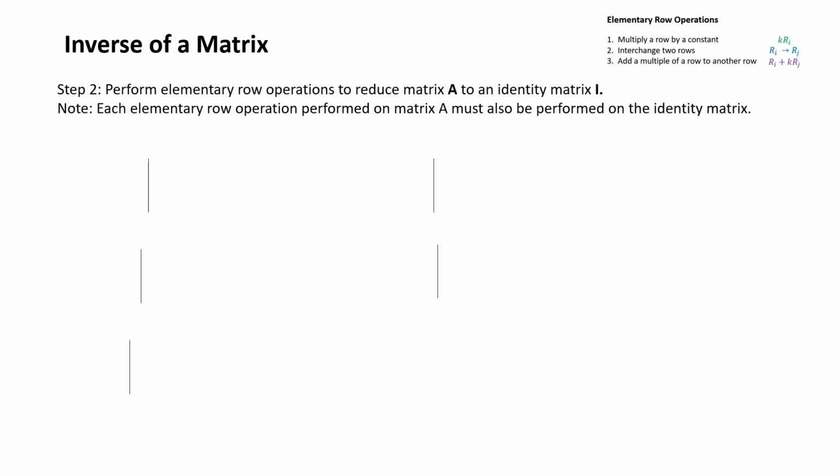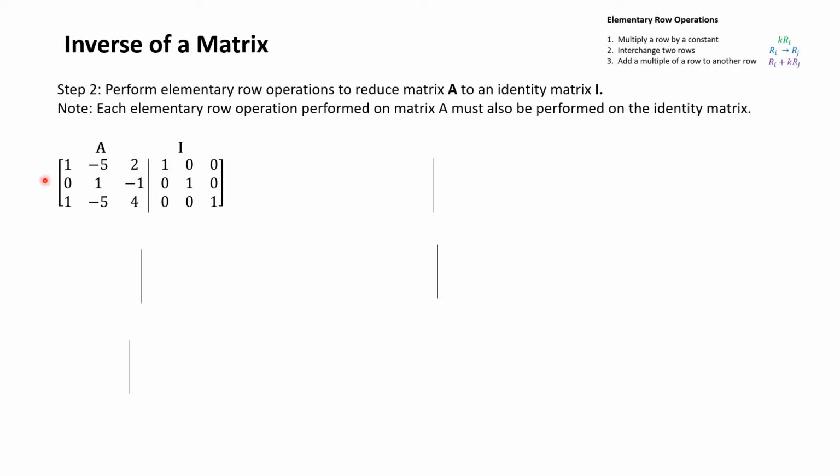Step 2. Perform elementary row operations to reduce matrix A to an identity matrix I. Note, each elementary row operation performed on matrix A must also be performed on the identity matrix. We have 3 row operations available to us. Multiply a row by a constant, interchange 2 rows, or add a multiple of a row to another row.